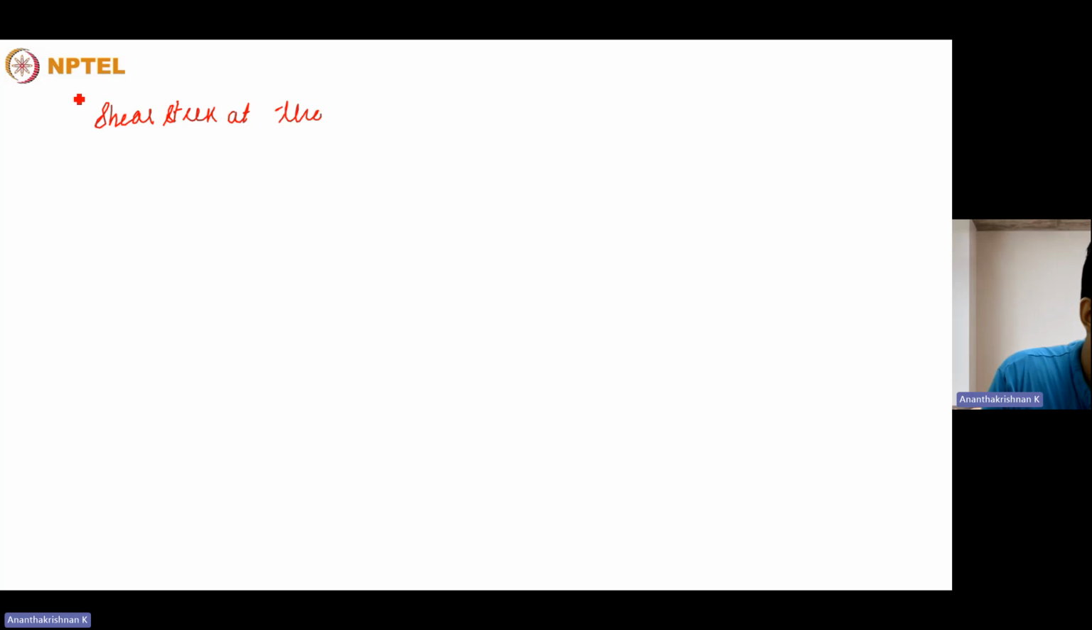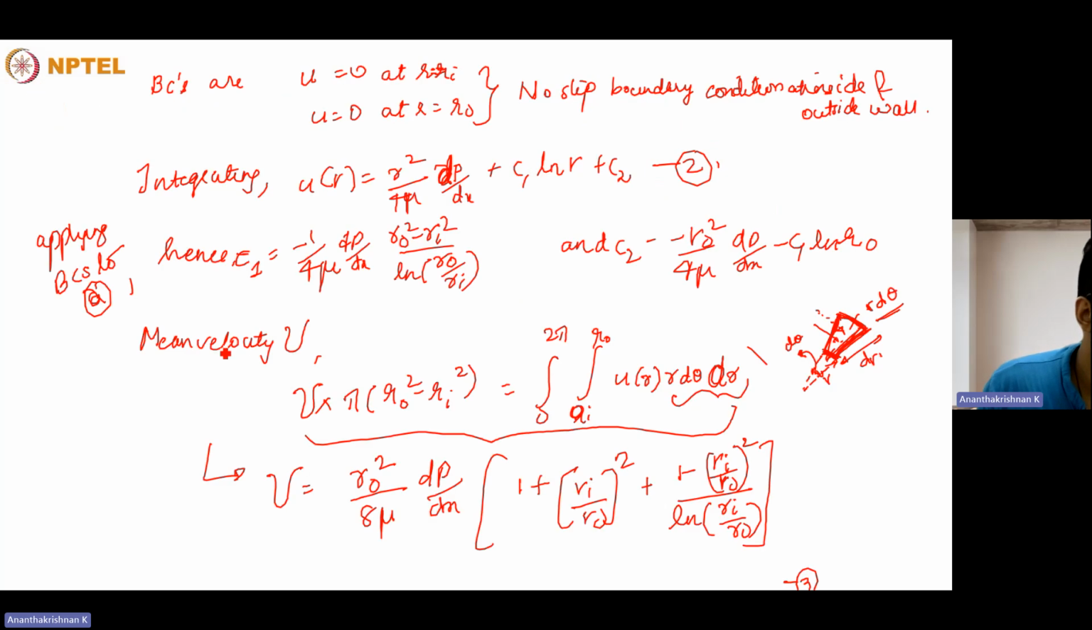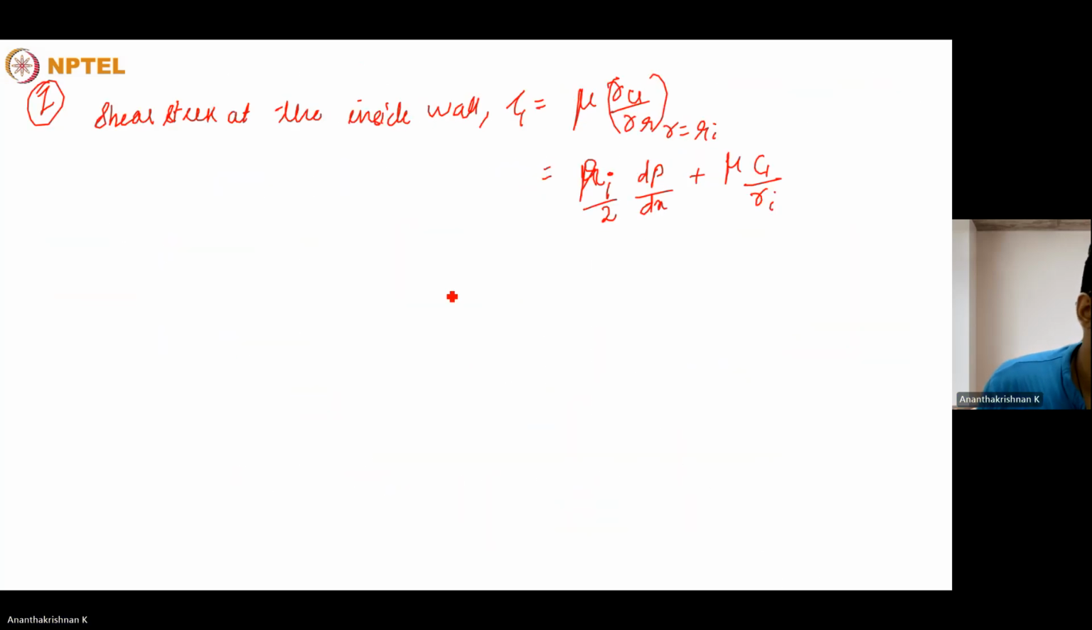at the inside wall, first part of the question. At the inside wall, tau i is equal to mu into dou u by dou r at r is equal to r_i. So differentiating the velocity equation, you could write it as r_i by 2 dp by dx plus mu C1 divided by r_i. So C1 is this constant.